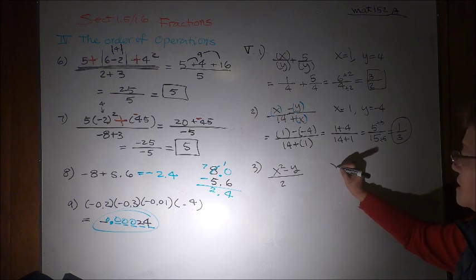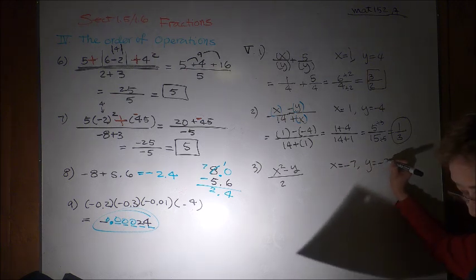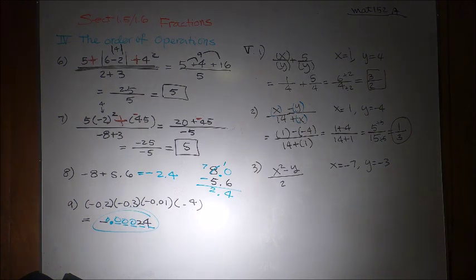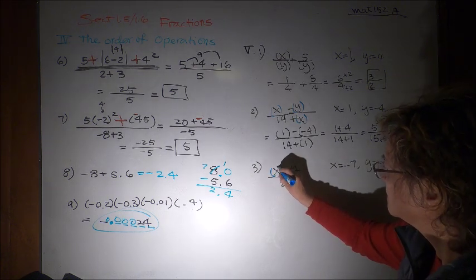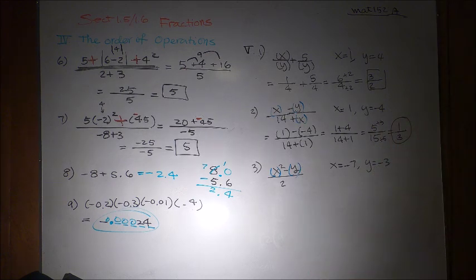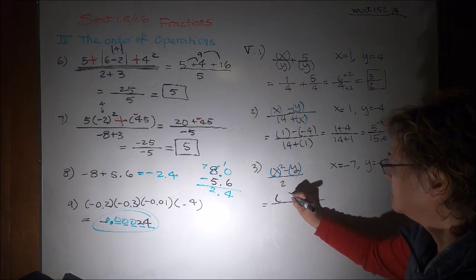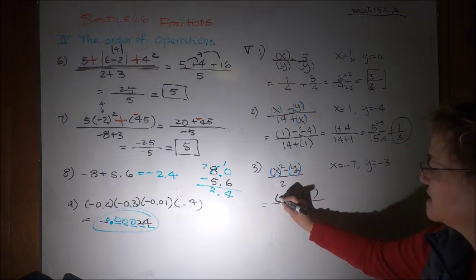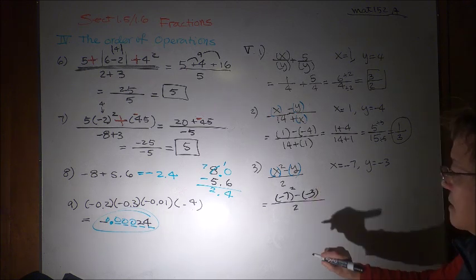Next one, take a look. X is -7, y is -3. Then you have x squared minus y, over 2. Especially in a situation like this, with all negatives, do that first: put the parentheses around your variable before you plug in. Okay? So what's your x? -7. So you put it in there. What's your y? -3. Right?